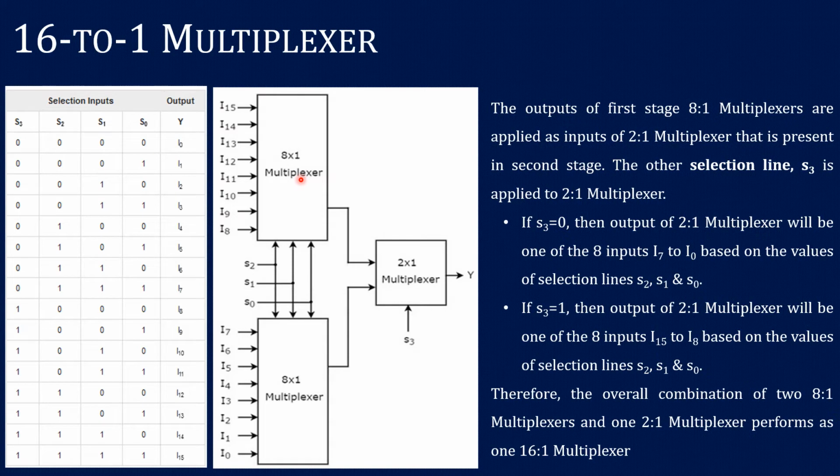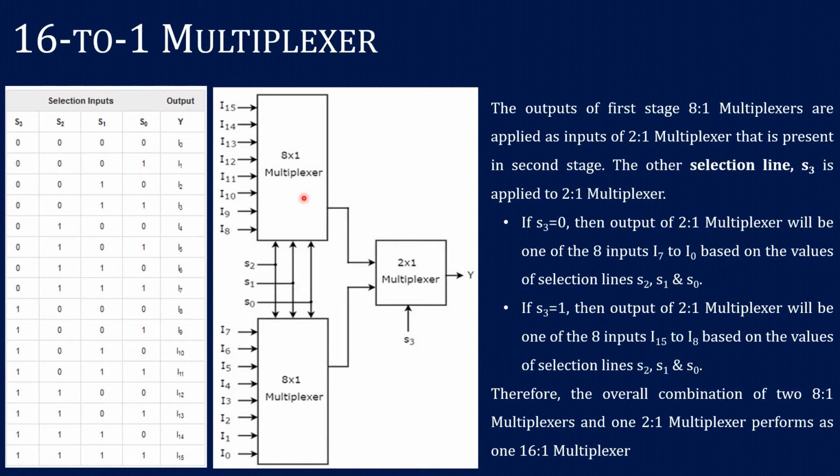Here is the logic diagram of this 16 by 1 multiplexer, which is implemented using two 8 by 1 multiplexers. As we said, we are making use of these two 8 by 1 multiplexers. Each multiplexer will be having 8 input lines and 3 selection lines. To the first or the lower multiplexer, the data input lines are I0 to I7, and the upper multiplexer will be having the input lines I8 to I15. The 3 selection lines are connected to both of these multiplexers.